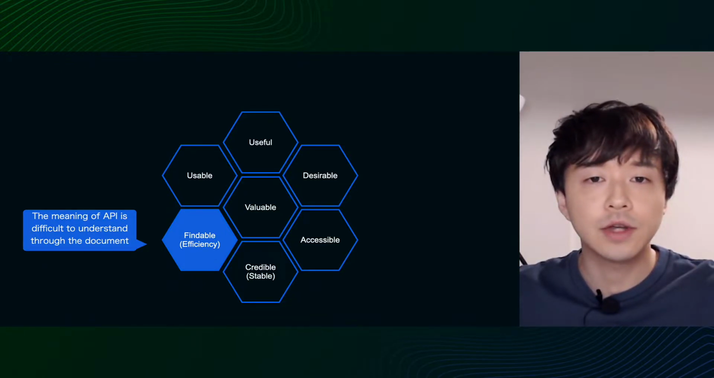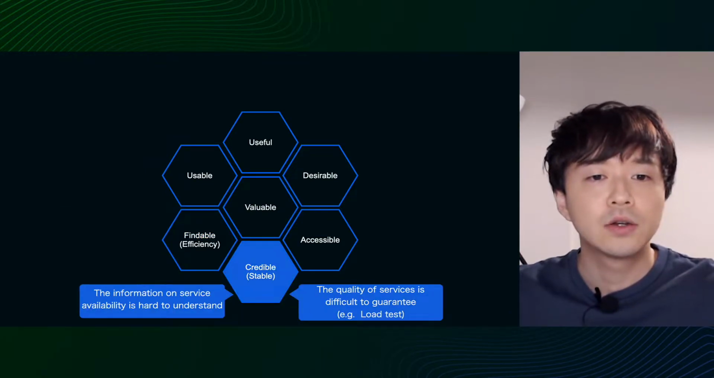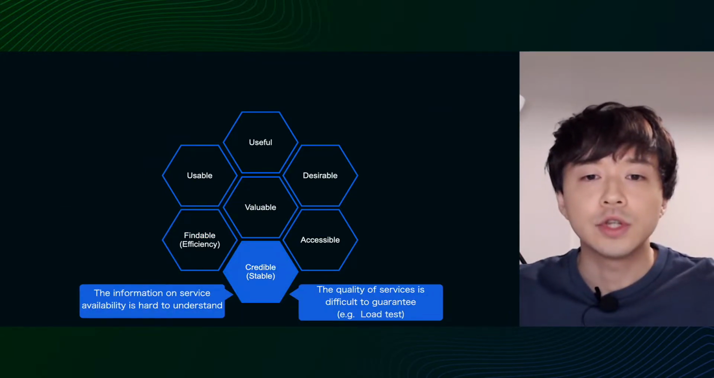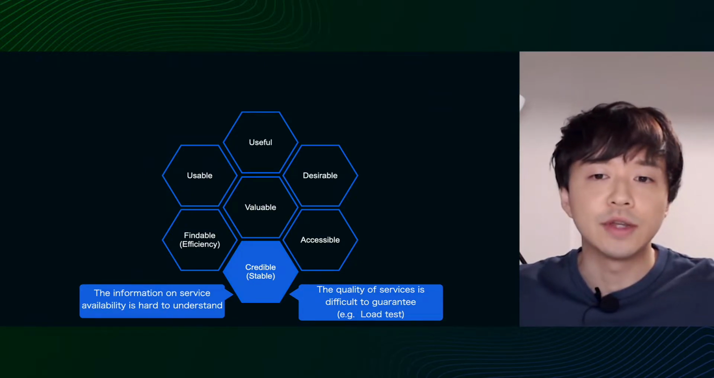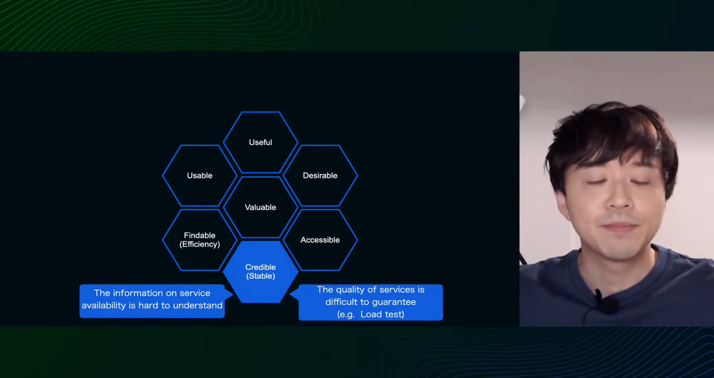It is also a question of whether the development can be done efficiently. The problem is that it is difficult to understand the meaning of the API from the documentation alone until you actually use it. Credible means stability of services as well as reliability on the platform.